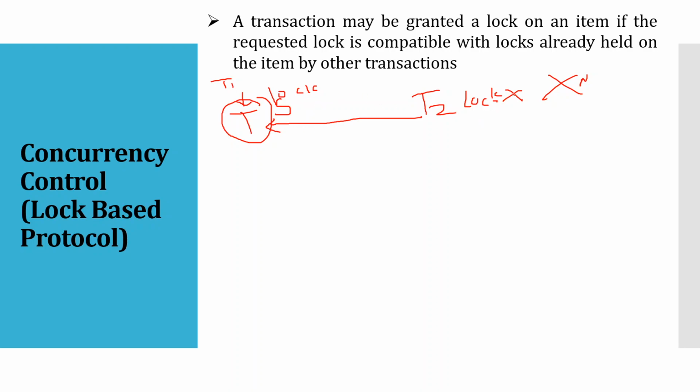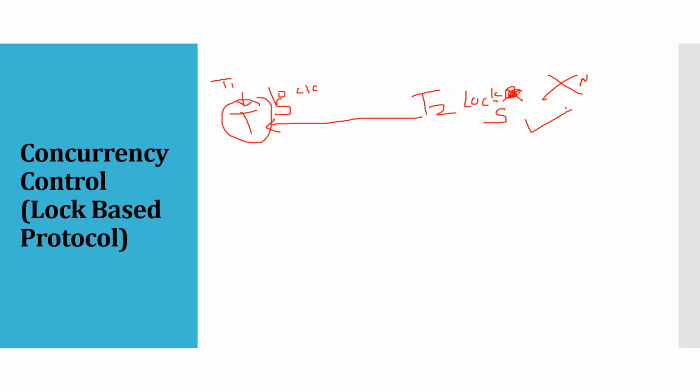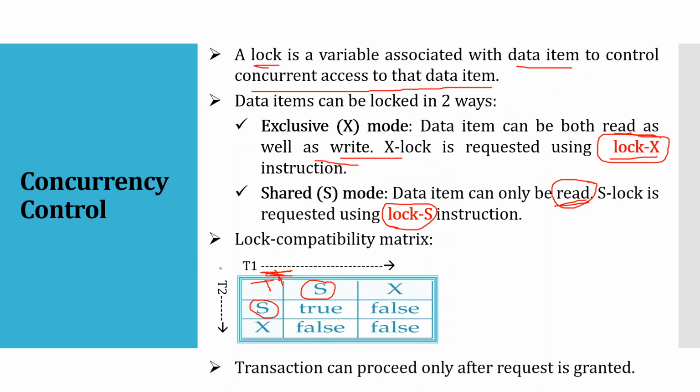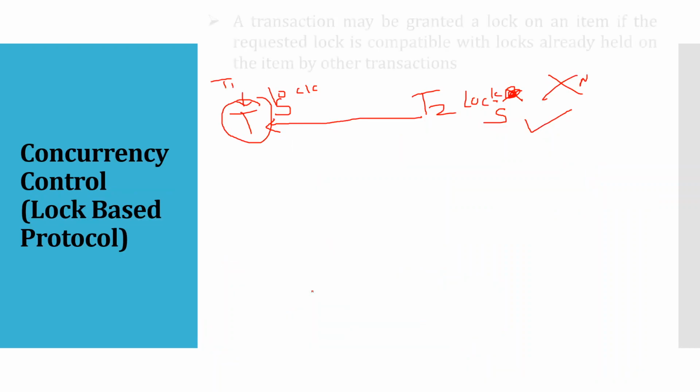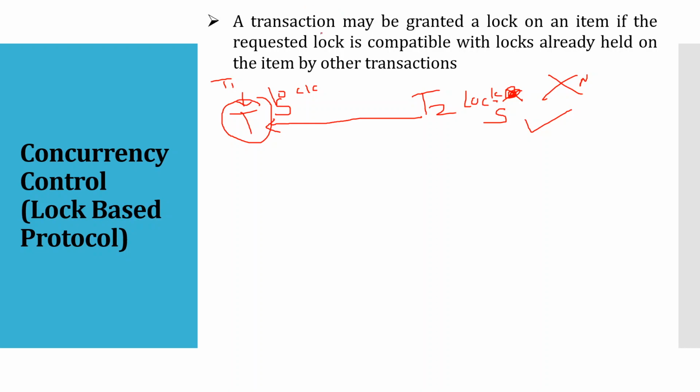But here, if instead of X we have lock S, that means both want to just read a particular data item, then this would be allowed. So locks will only be granted if they are compatible, and that compatibility will be matched by this particular matrix. So if two transactions want a shared lock, it is allowed. But if two transactions want two different types of locks, it will never be allowed, right?